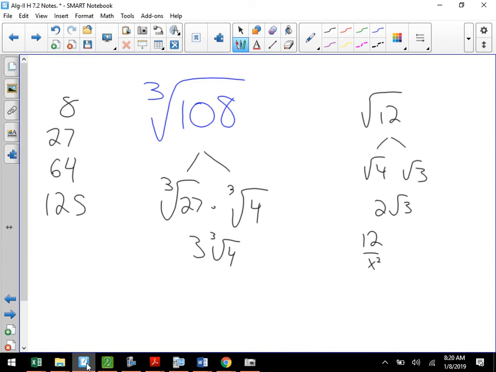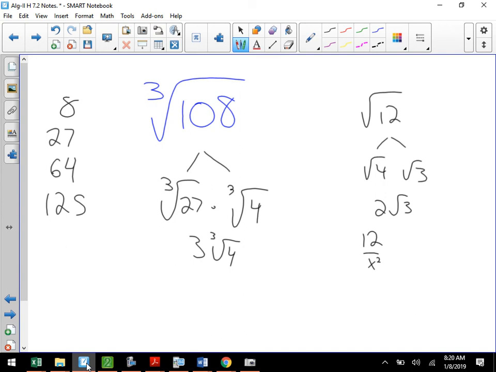It doesn't change if it's a cube root. You still do the same process, but instead of dividing by x squared, we're dividing by x cubed. Same thing with x to the 4th, x to the 5th. Any one of those, you divide by x to the nth power, whatever nth root it is, and it'll help search for perfect squares to find the dump out.